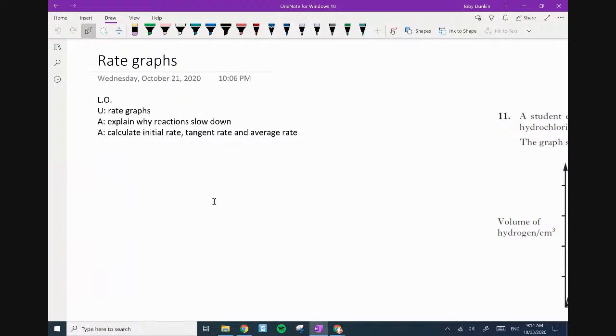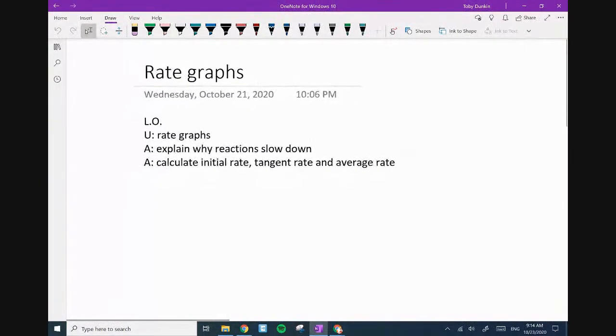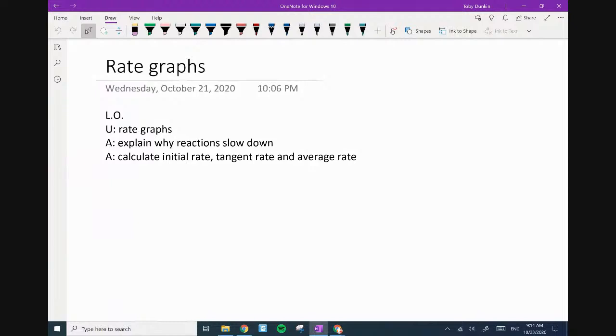Okay, so today's title is rate graphs. This is lesson 4 of kinetics. So the first thing we need to do is understand our rate graphs. We have to understand what the rate graph is doing, why it occurs, why we see the shape that we see, and explain why reactions slow down, and then calculate initial rate, tangent rates, and average rates. That is my task today.